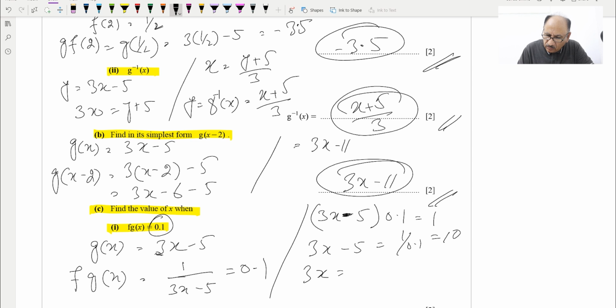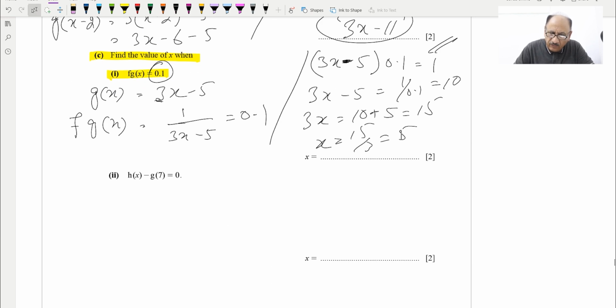So 3x is equal to 10 plus 5, which is equal to 15. So x is equal to 15 over 3, which is equal to 5. So x is equal to 5 will be our answer for 2 marks.